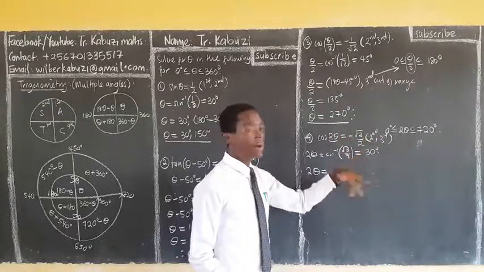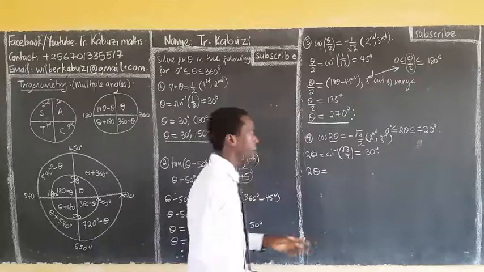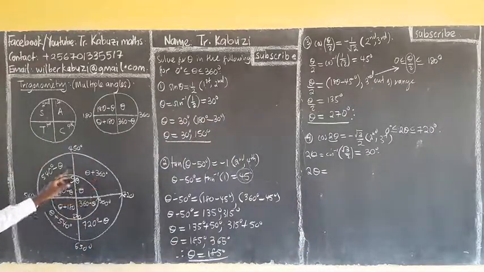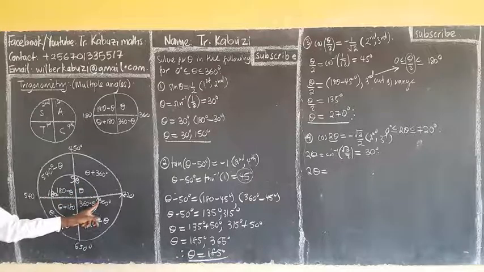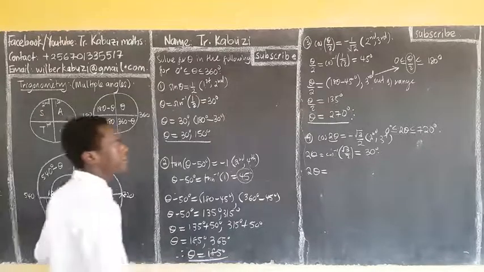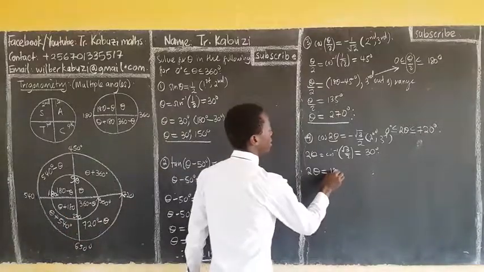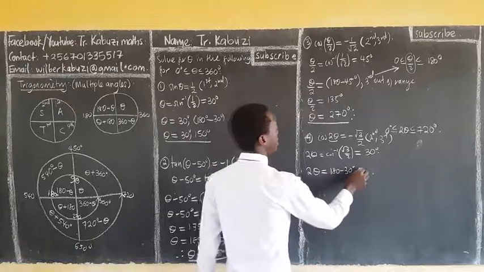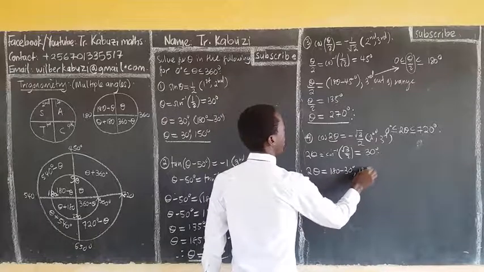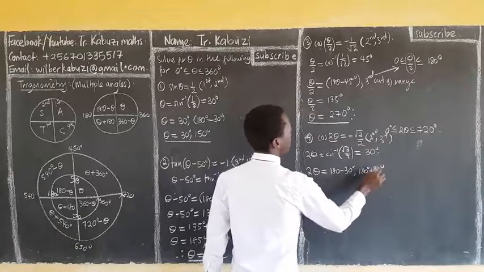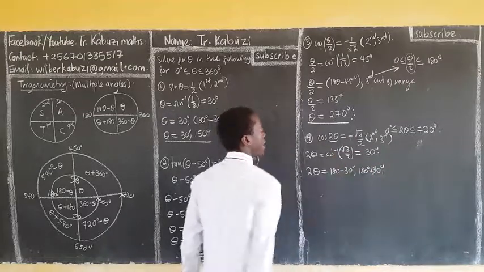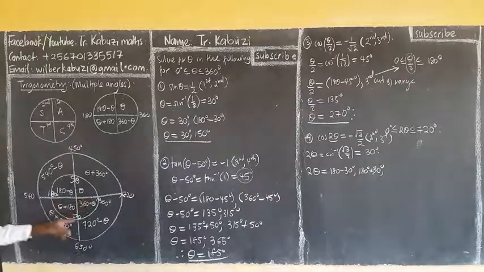Now, we start with the one from 0 to 360. From 0 to 360, we said in the second and the third. So we shall get 180 minus 30 degrees, comma, then 180 degrees plus 30 degrees. This one is in the third because cos is negative there. So that is the one from 0 to 360.